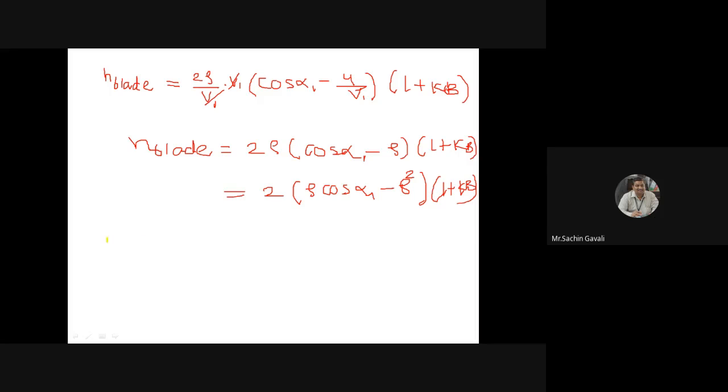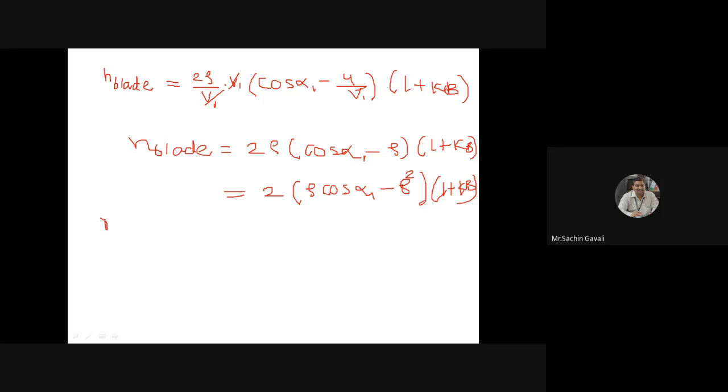Okay. So, no problem. Now here we want maximum blade efficiency. For that, this blade efficiency depends on what? Rho, alpha 1, K and B. Out of that, here KB and this cos alpha 1 remain constant. Manufacturing property. Only variable property is what? Rho. Therefore, eta blade varies with rho.